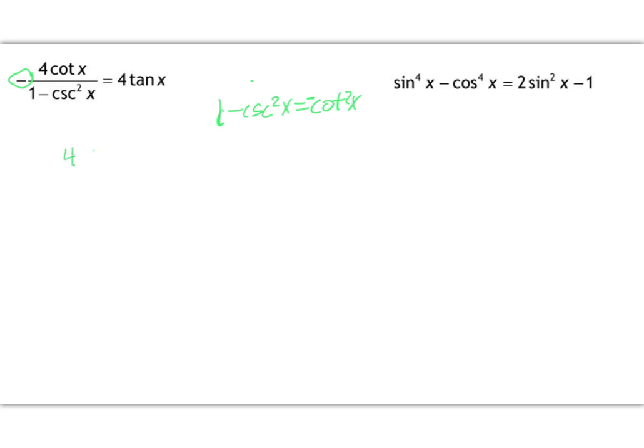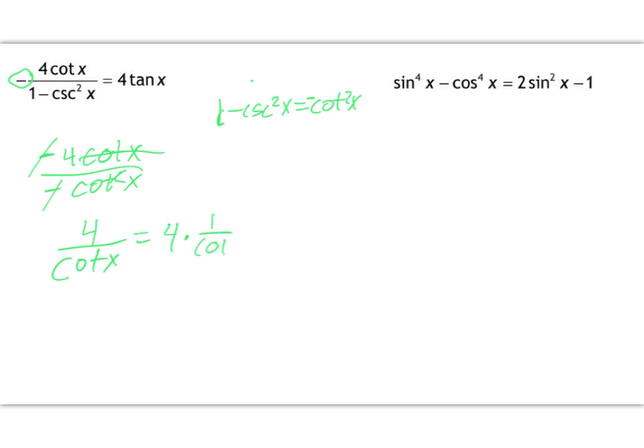So I could write this as 4 cotangent of x on top. I'm going to put that negative with that 4 to make it easier. And then the bottom, we've got negative cotangent squared of x. Negatives cancel. Cotangent cancels in the bottom with 1 on top. We've got 4 over cotangent of x, which I could rewrite as 4 times 1 over cotangent of x, or 4 times tangent of x.